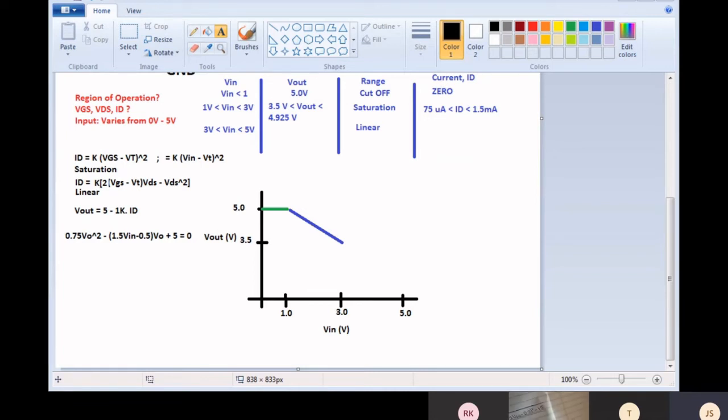So minus B would be 1.5 Vi minus 0.5, plus or minus the square root of B square, 1.5 Vi minus 0.5 whole square, minus 4AC. A is 0.75, that is 3 by 4. So 3 by 4 into 5 into 4, the 4 will get cancelled. 3 into 5 is 15. So minus 15, divided by 2A, so 0.75 into 2, 1.5. Did you get that equation?